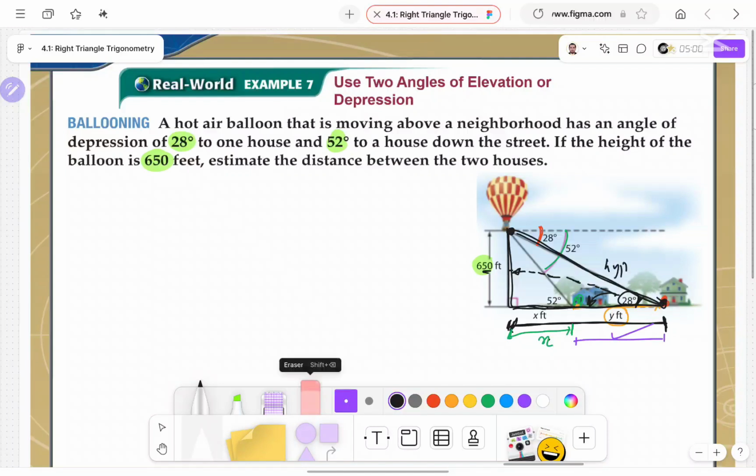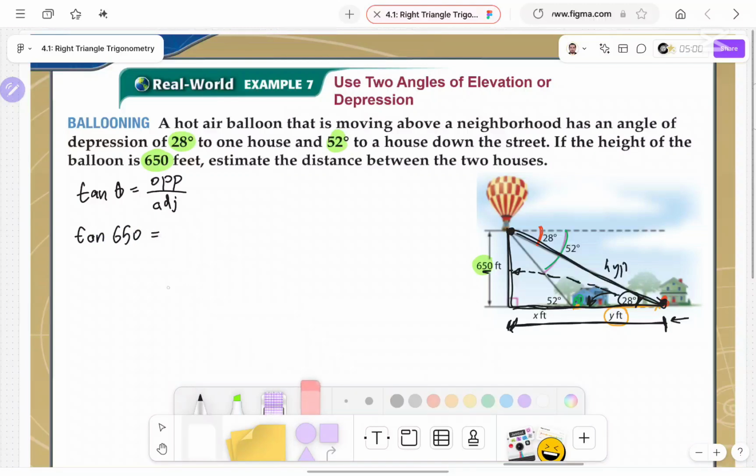Now to find the longest side, which is the black one here, I need to find the total distance. I need to use tan theta is opposite over adjacent. Now tan theta, tan 28, is equal to the opposite, 650, over, let's call this big side z. To find z, we now use cross multiplying.